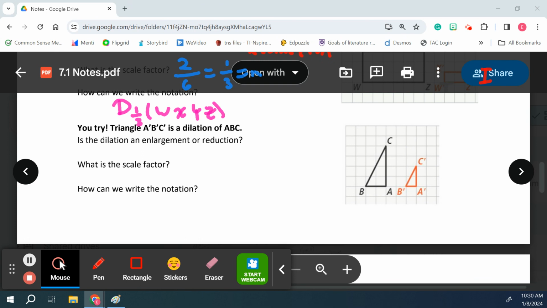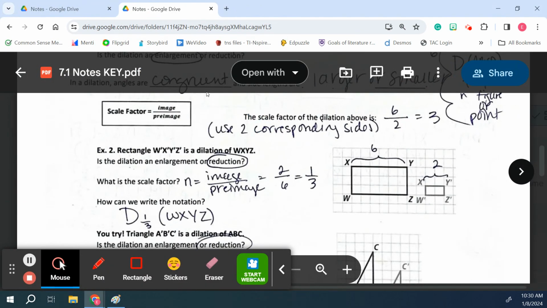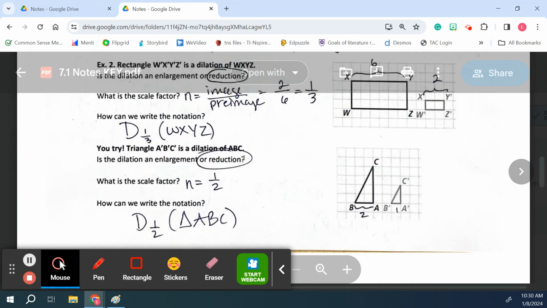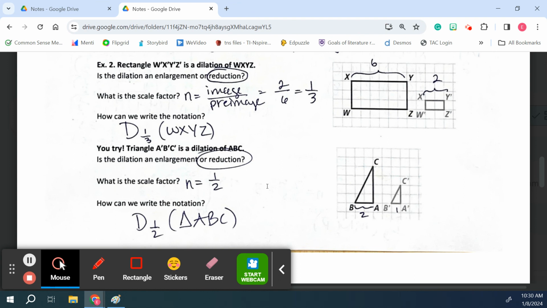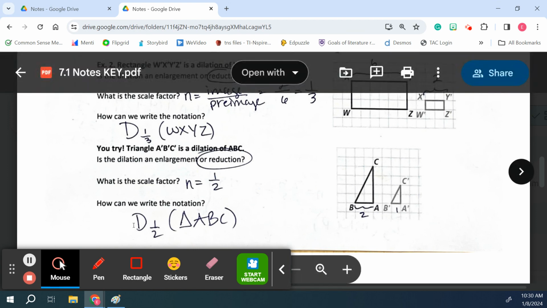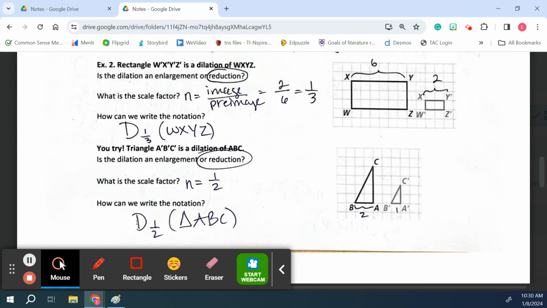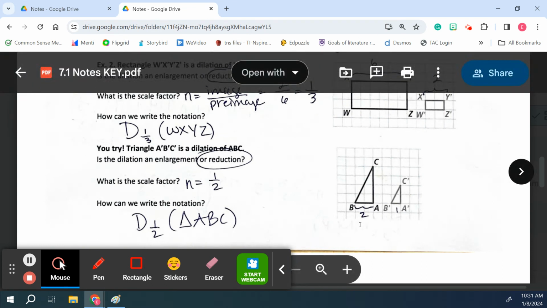All right, show of hands, who's still working on this? Okay, big reveal. This is what you should have gotten. It's a reduction. N, or you can call it your K value also, is 1/2. And the notation would be the dilation with a scale factor of 1/2 of triangle ABC. Questions on that?